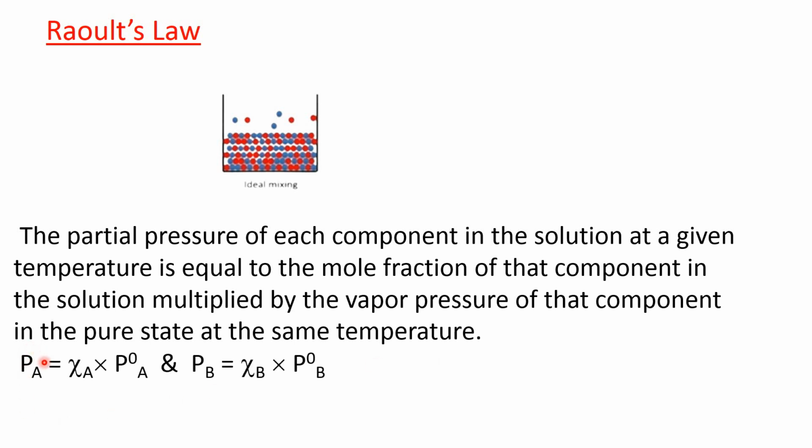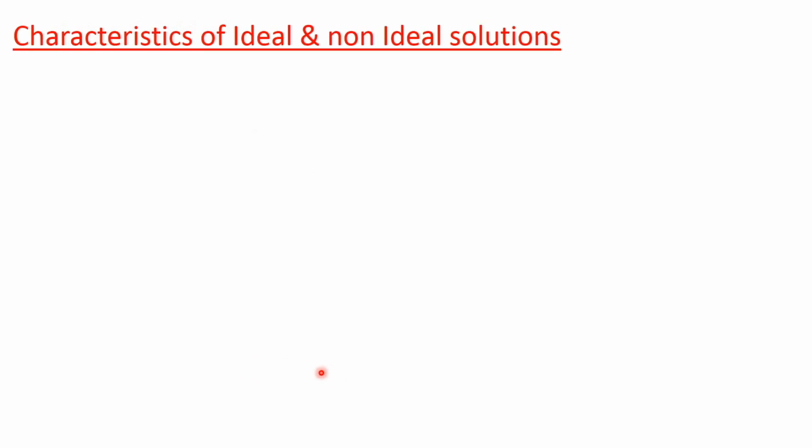partial vapor pressure of any component, say component A or solvent component, must be equal to χA, that is the mole fraction of A in the solution, multiplied by P0A, the vapor pressure of A when it is taken in the pure state at the same temperature of the solution. Similarly, the partial vapor pressure of B also can be represented by this Raoult's law equation, χB into P0B.